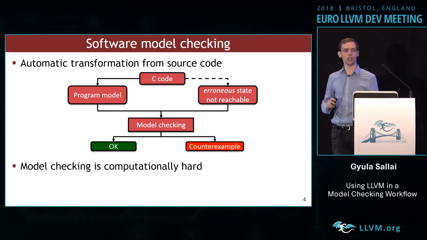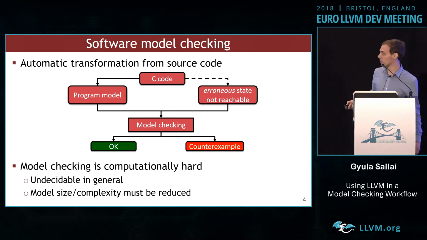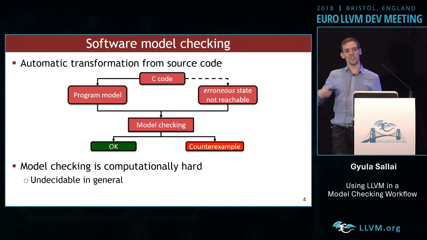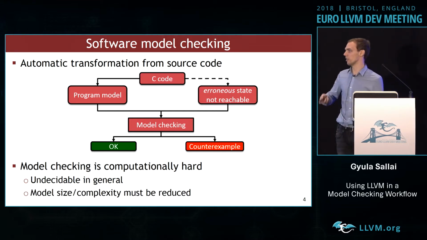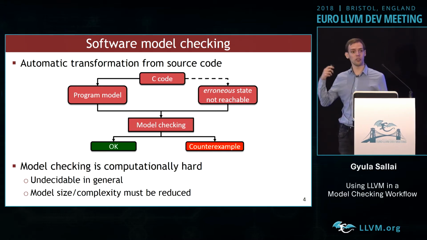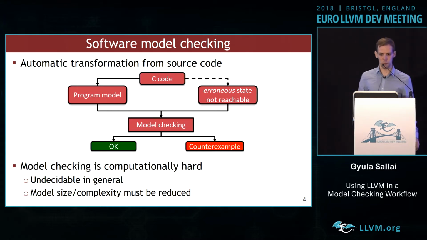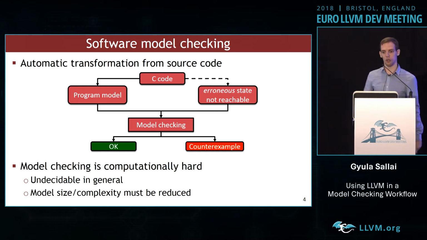However, model checking is a computationally really hard problem. To be honest, it's undecidable in general, and even for instances where it terminates, it runs in exponential time or even beyond, depending on the model size and complexity. Therefore, it's rather crucial that we reduce these metrics as much as possible. Therefore, we have two tasks: transformation to formal models and size or complexity reduction in the resulting model.